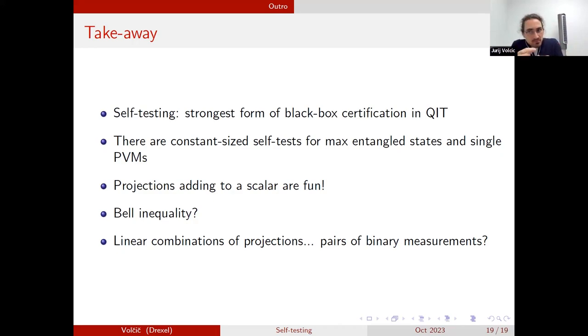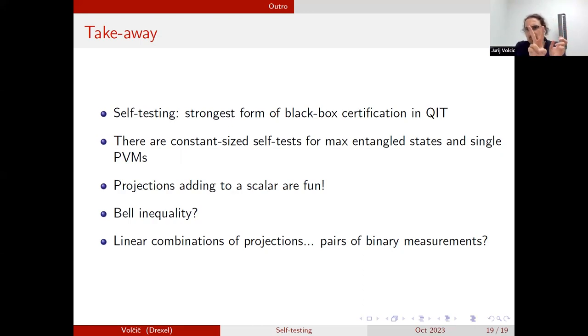Because I said, oh, I can certify a single PVM. Okay, that's not much. I would hope that maybe one can go and try certifying pairs of binary measurements. Now, pairs of binary measurements, projective measurements, that's still something that's tractable, because I know that up to unitary basis change, two PVMs at the same time are described by finitely many continuous parameters, right? So I would imagine that if I bound the number of continuous parameters, I can find a self-test that is constant for each fixed number of those parameters, right?